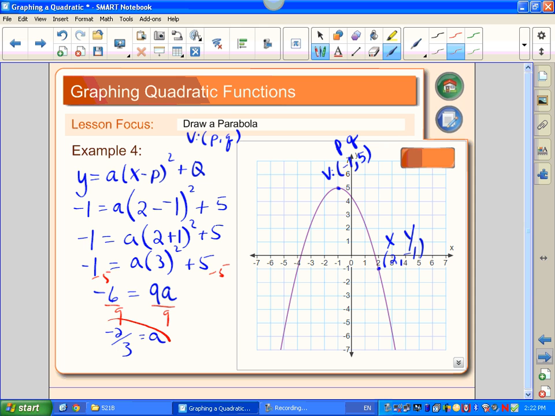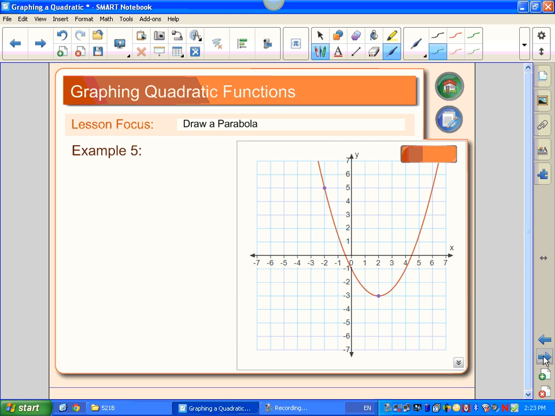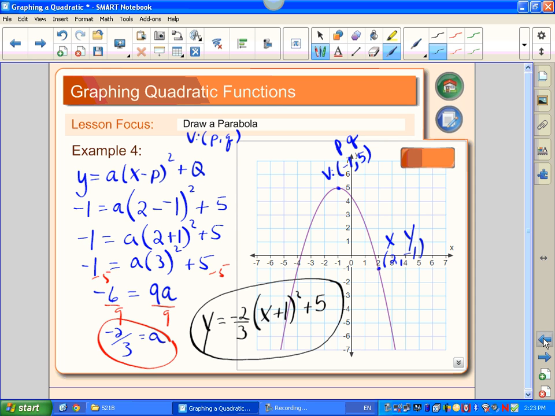This does not give me the equation of my parabola or my quadratic function yet. But I now can write it like this. I'll put that in black here. y is equal to -2 over 3 times (x minus a -1, which is plus 1) squared plus 5. This is the equation that matches this parabola. Let's make sure that that makes sense for us.